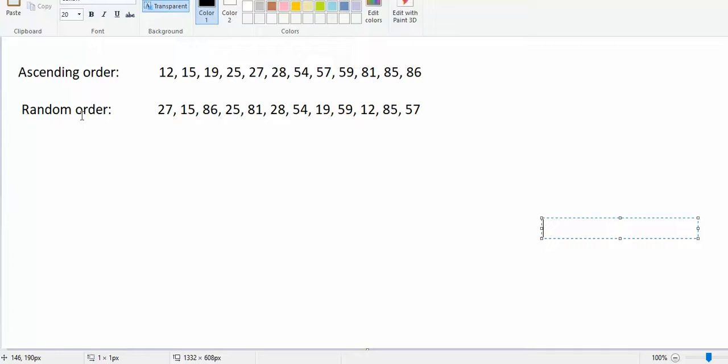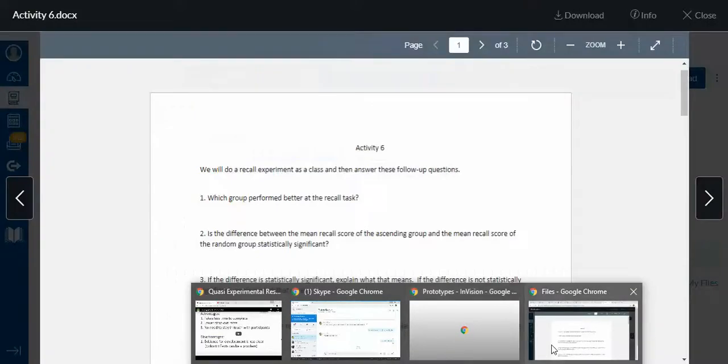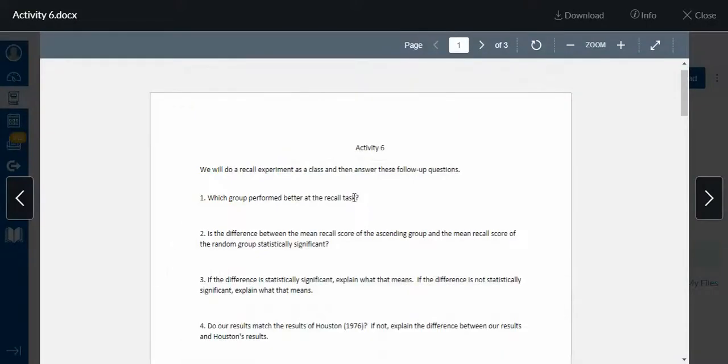It kind of makes sense that the ascending group should do better than the random group because it's difficult to recall numbers if you've watched them in a random order. So let's go through these questions. Since we're not actually doing the experiment, I'm going to have you make up your own data set. So you have to make up recall scores for the ascending group and recall scores for the random group.